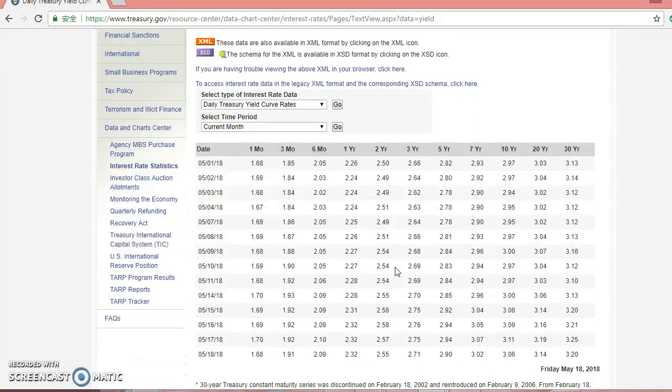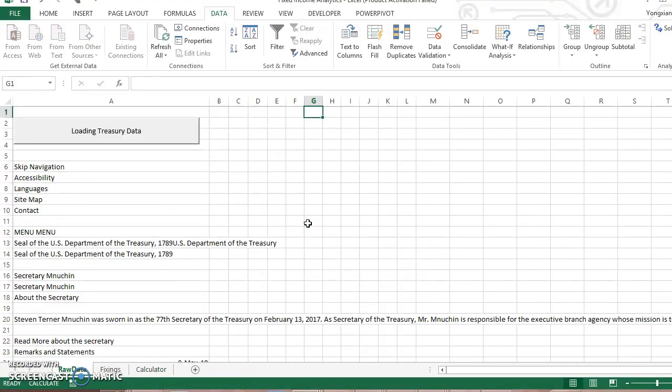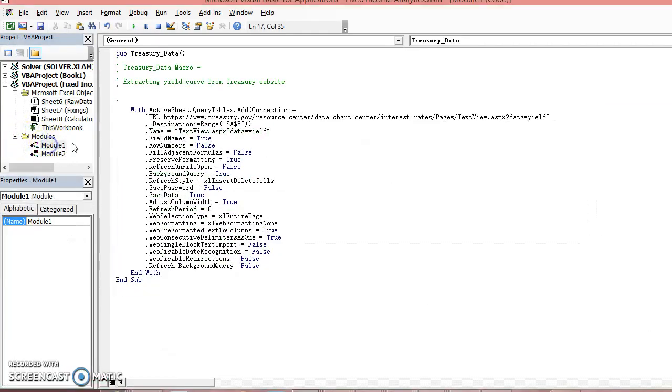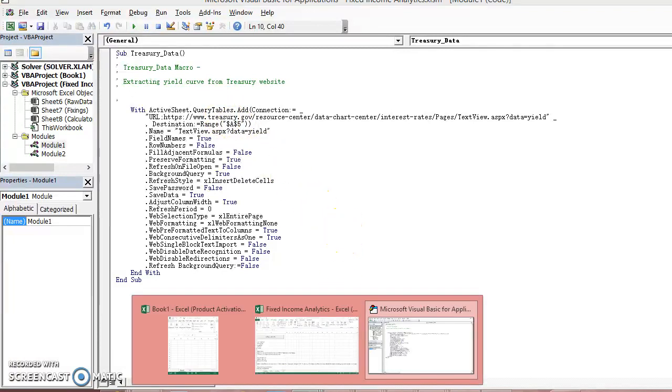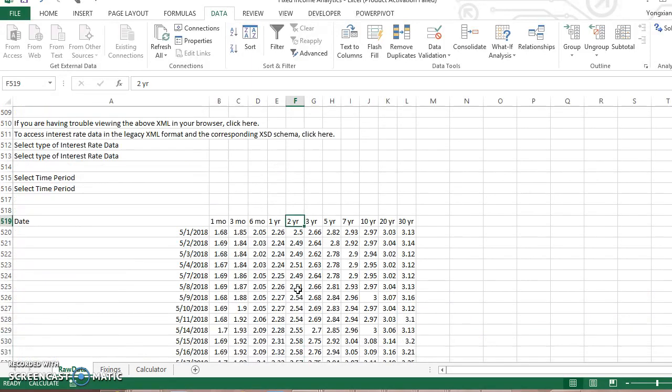We can see here in May we have fixings for the Treasury curve from 1 month, 3 months, 6 months until 30 year. So in the spreadsheet we have a tab, raw data. There's a button, loading Treasury data, which would run the macro here. It's basically extracting the yield curve from the Treasury website, initializing a query table, setting up a connection for that URL, and writing the results in cell A5. If we go back to the spreadsheet, we can see that the data would be here.